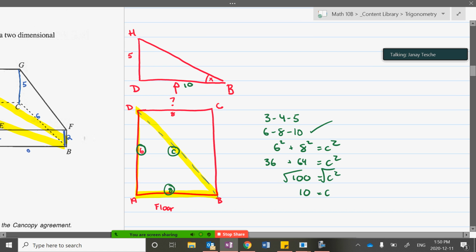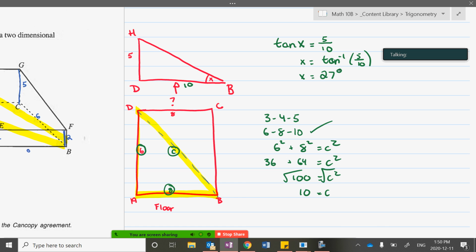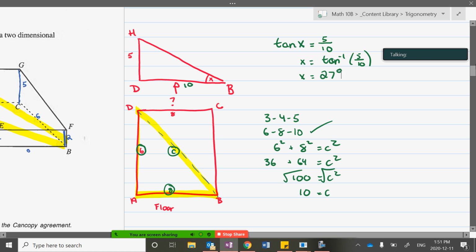So from here, I have opposite, I have adjacent. We're going to use tan again. So the tan of x is equal to our opposite side 5 over our adjacent side 10. I'm looking for an angle, so I have to do the inverse. Round it to the nearest whole, 27 degrees. So that question's really hard, a lot to visualize, a lot to take in, pretty tricky.